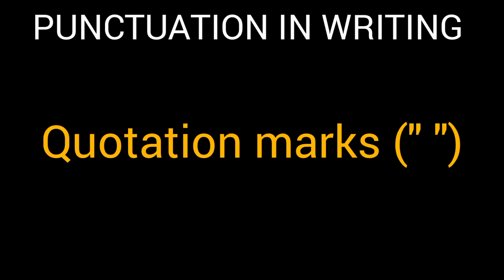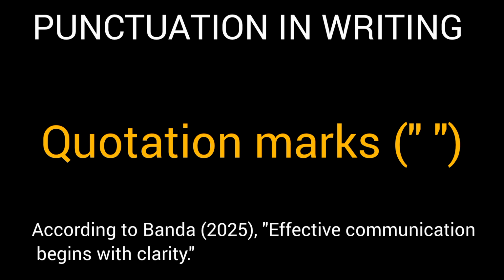Then we have quotation marks. Quotation marks are essential to ensure precision in citations. In academic writing, quotations are used to cite sources correctly, and academic writing relies on quotations to achieve this. For example, according to Banda 2025, "effective communication begins with clarity." So always ensure quotes match the original source exactly.